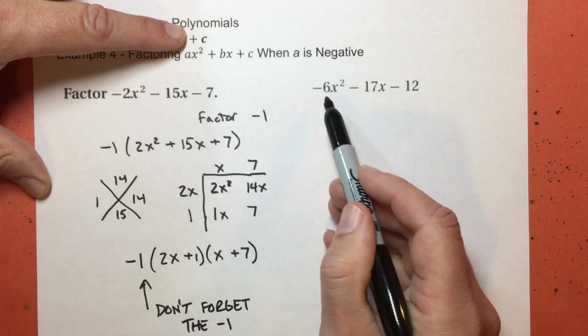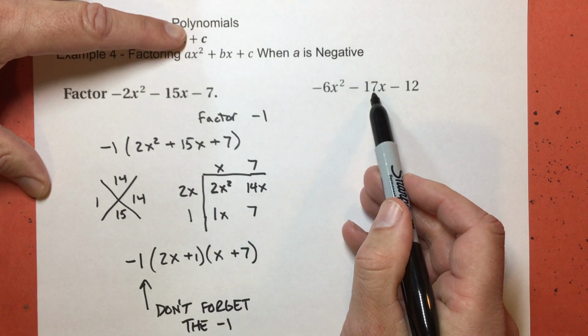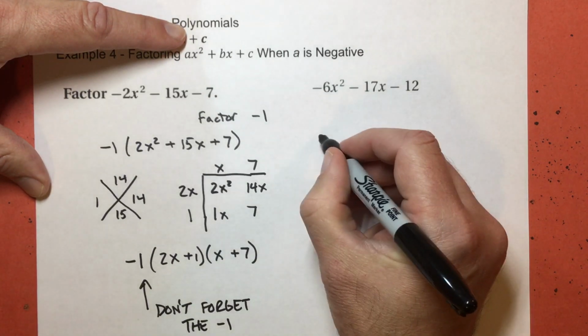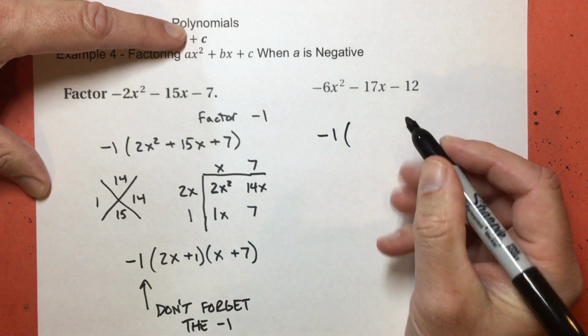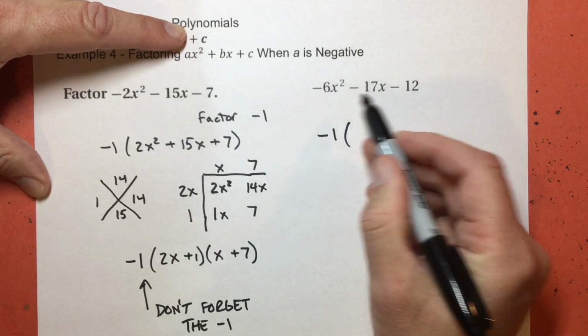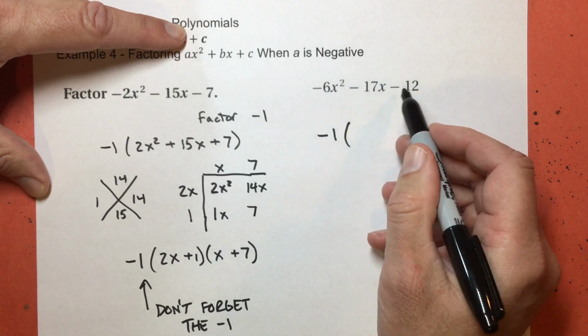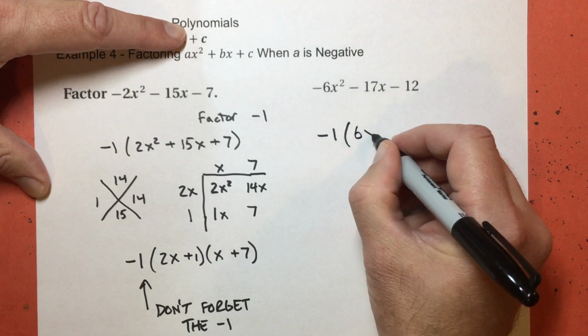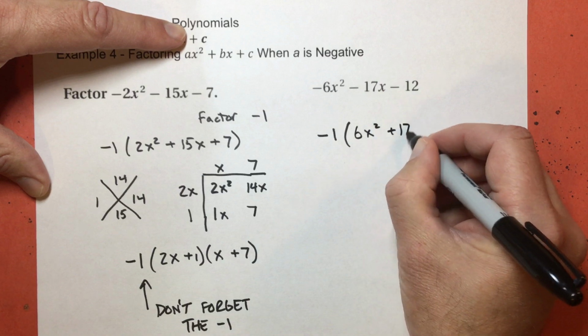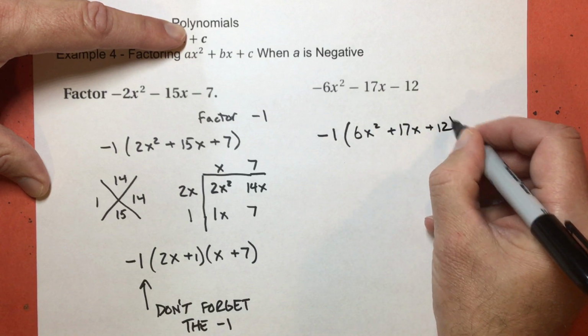All right, so I've got -6x squared, subtract 17x, subtract 12. Again, I'm going to factor out my -1. That's going to change the sign from all these are negative. If one of them had been positive, it changes positive to negative. But they're all negative, so this becomes positive 6x squared, positive 17x, and positive 12.